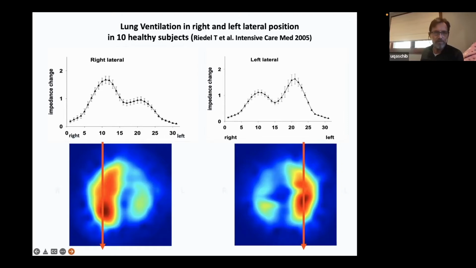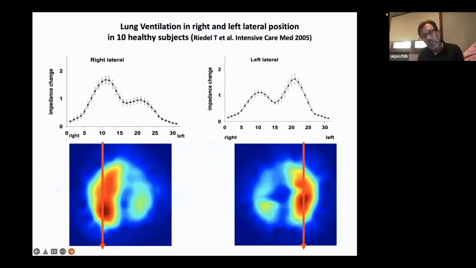We've done quite a while ago a simple experiment, placing healthy subjects in right and left lateral position. So on the left-hand side is the right lateral position. That means right side down, and the left side up. Okay, and we measured the lung volume. And as you can see, a volume change again. So where is the volume going in? Where is the volume happening?